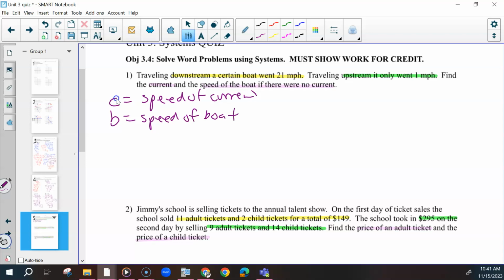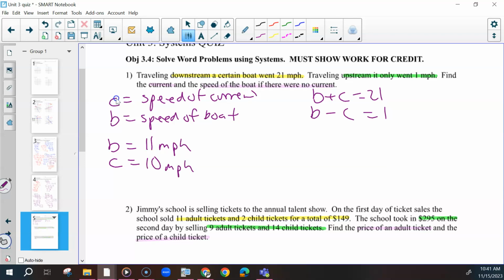Traveling downstream, this would be B plus C equals 21. Traveling upstream, this would be B minus C equals 1. Then you had choices: solve it by substitution, elimination, or graphing. The answers were 11 miles per hour and 10 miles per hour.